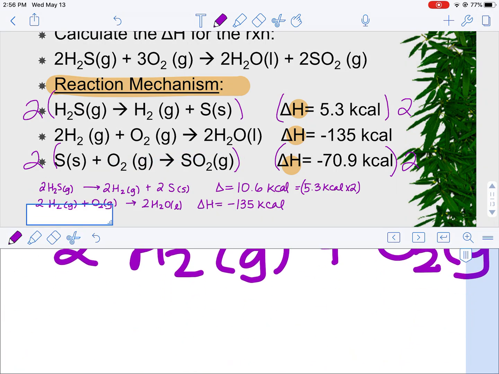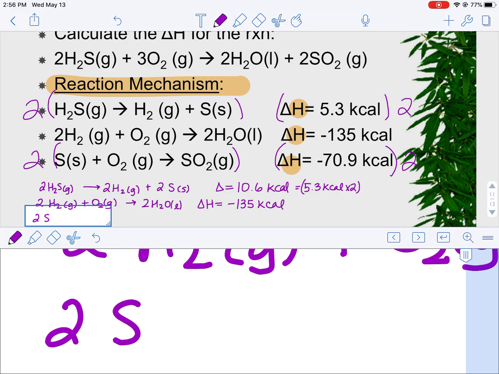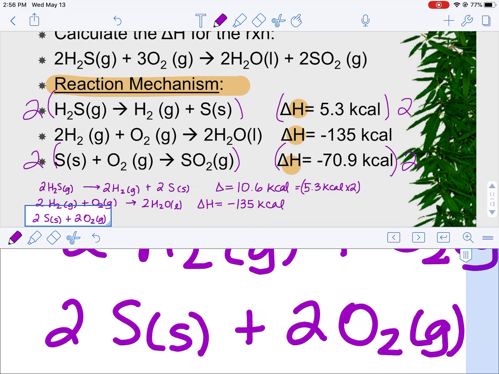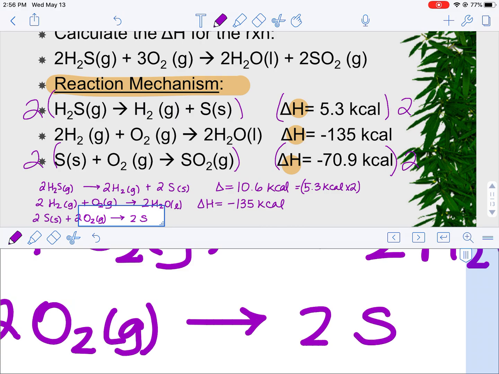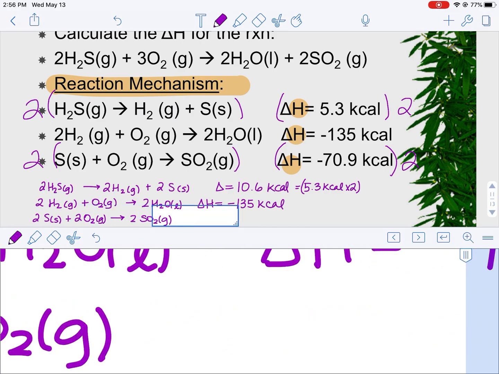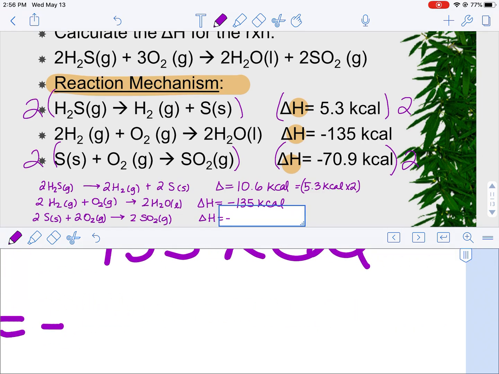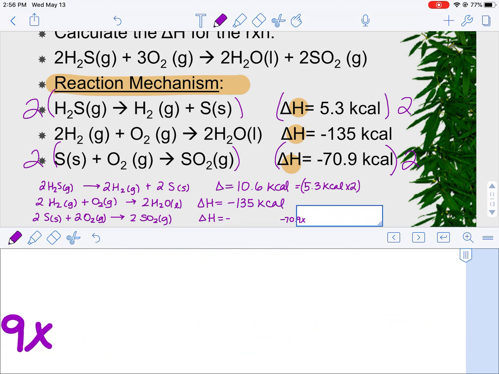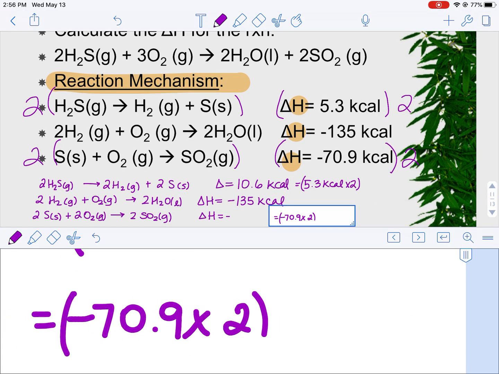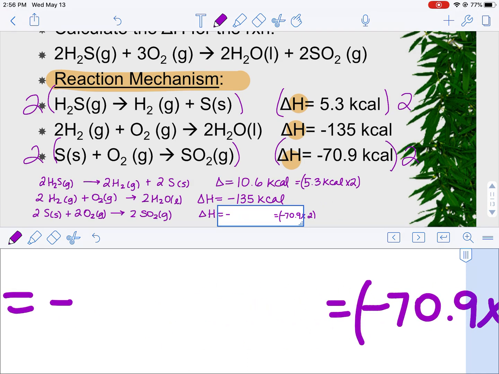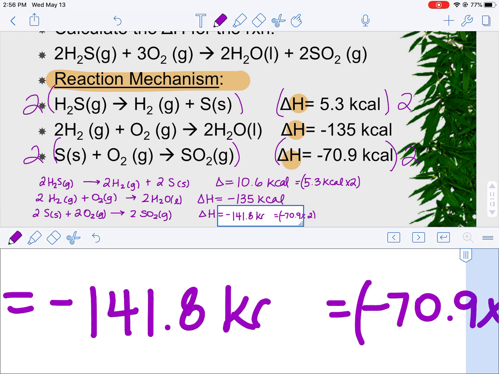Let's recopy this. 2 moles of solid sulfur react with 2 moles of oxygen gas to produce 2 moles of sulfur dioxide gas. And this reaction is now going to release twice as much heat, right? That's negative 70.9 times 2. That's what we're doing in terms of our math. Negative 70.9 times 2. It's going to release negative 141.8 kilocalories of heat energy.